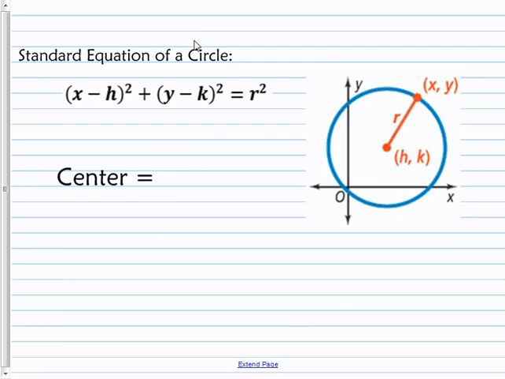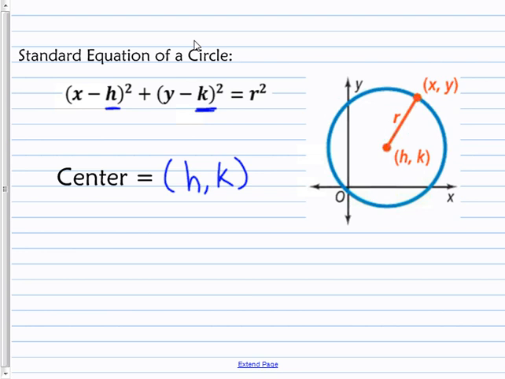to find the equation of a circle. The standard equation of a circle is what we're going to be working with, and that is x minus h squared plus y minus k squared equals r squared. The center of the circle is (h, k). So h is the x coordinate of the center of the circle, and k is the y coordinate of the center of the circle.